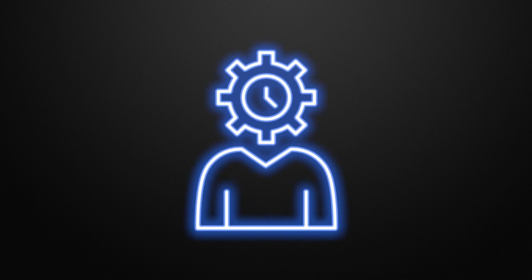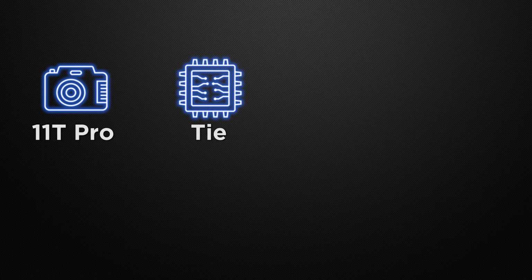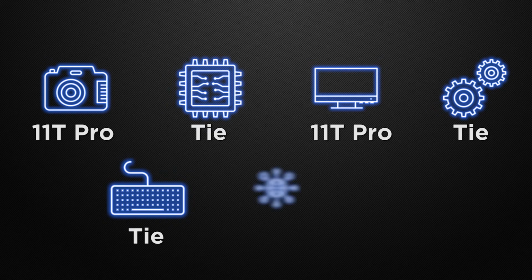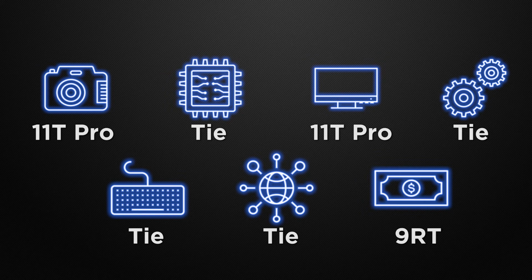So the conclusion of the video is, in the camera, the winner here is 11T Pro. In the performance, it's a tie. In the display, the winner here is 11T Pro. In the body segment, it's a tie. In the features of the device, it's a tie. In the communication chips, it's a tie. And about the prices, the winner here is 9RT. So the decision is totally yours.